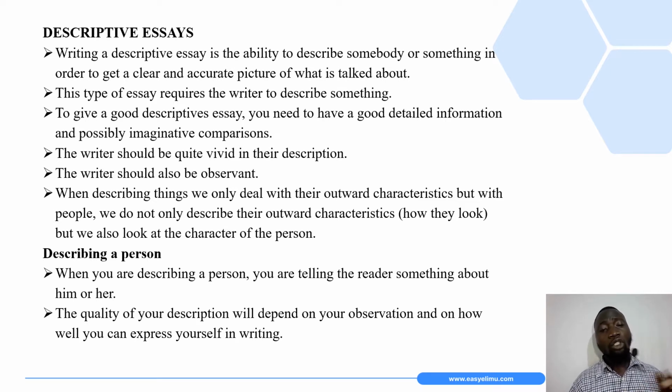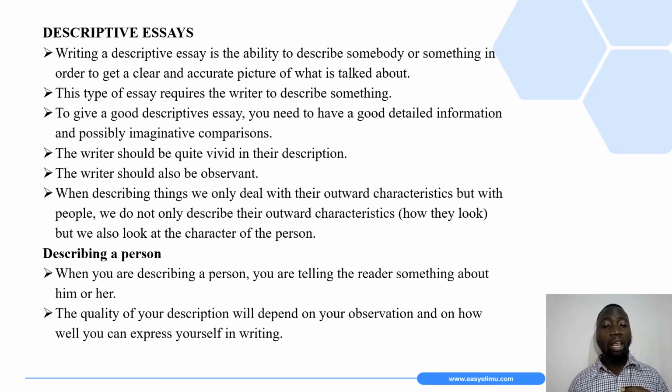So the writer should also be observant, and we are also told that when describing things, we only deal with their outward characteristics. But with people, we do not only describe their outward characteristics, that is how they look, but we also look at the character of the person. So let's talk about describing a person.